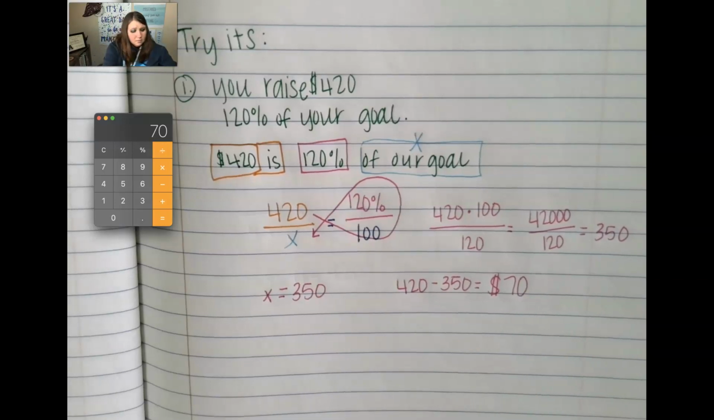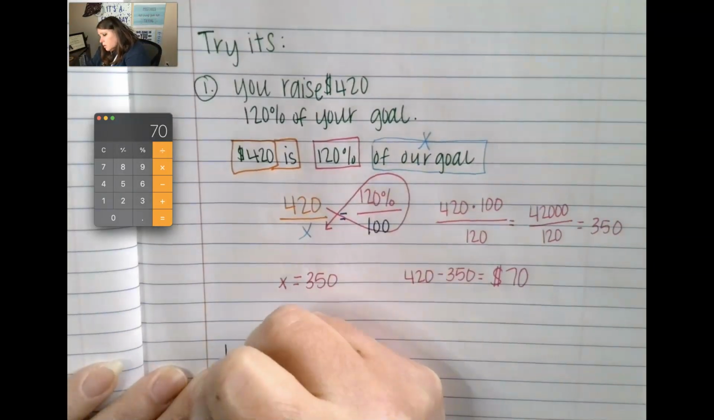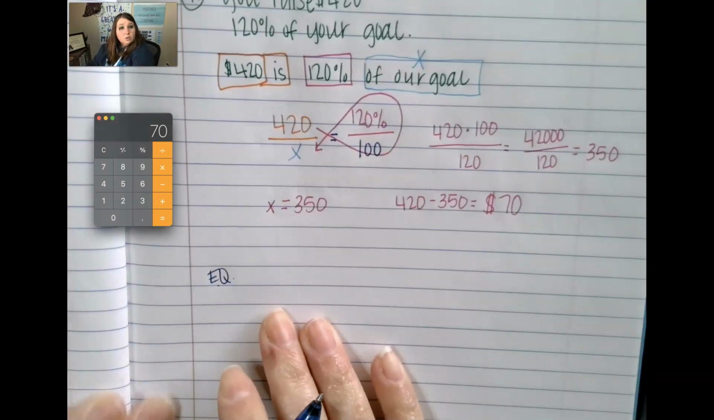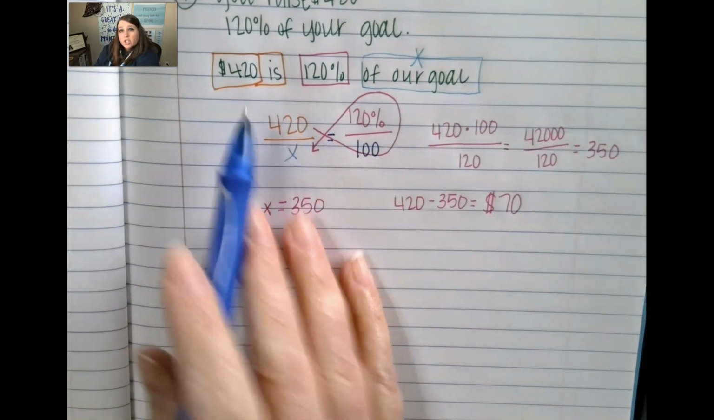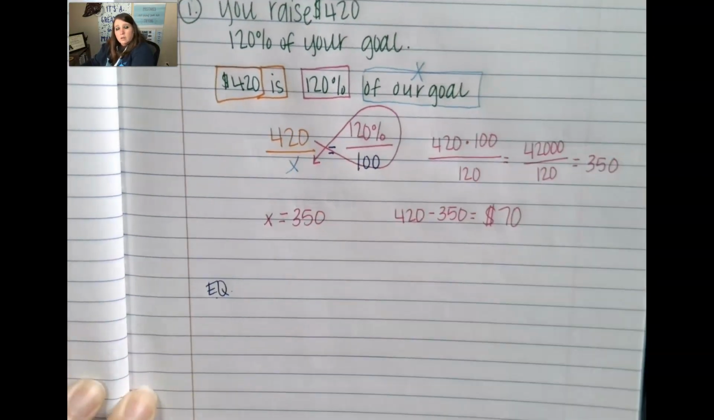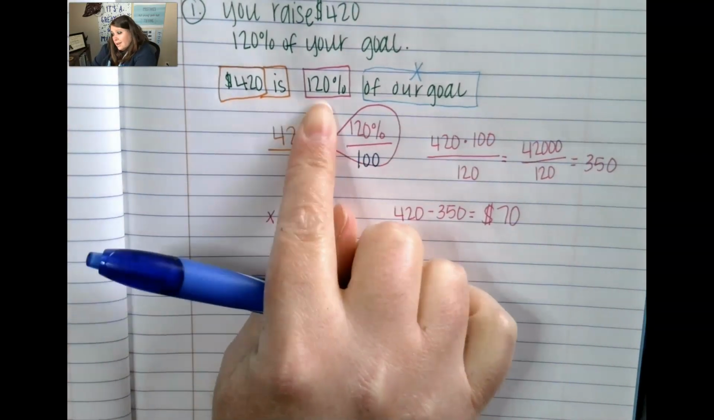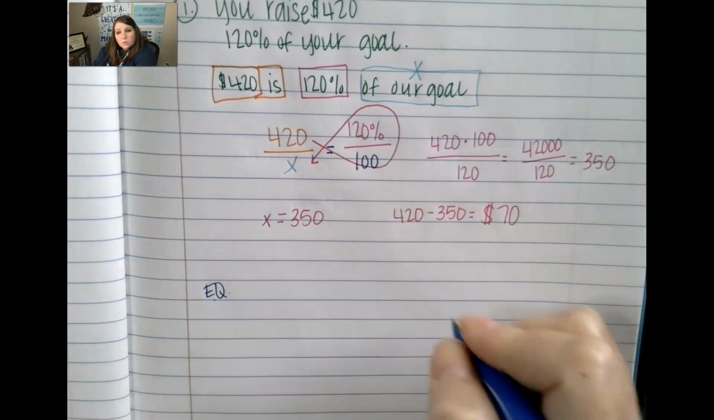That's right, we're awesome. Okay, I want you to go ahead now, answer your essential question. How do we solve problems in the real world? Your answer here for your essential question should have something to do with creating a question. Like what is, or 420 is 120% of our goal. Like making a phrase with those words.